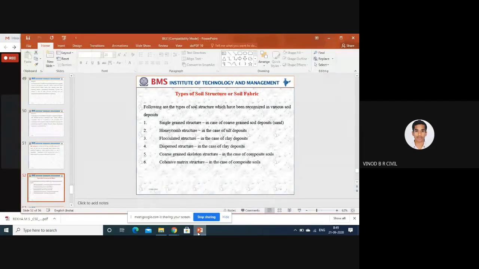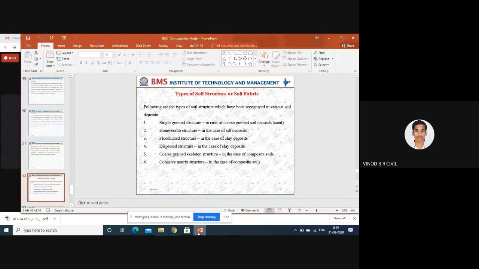Instead of clay content, you can go for the cohesion property. Cohesion is nothing but the binding property. You can't expect any binding or cementitious property in sand, so we can't make a ball shape with the help of sand. That is a good example of single grain structure.